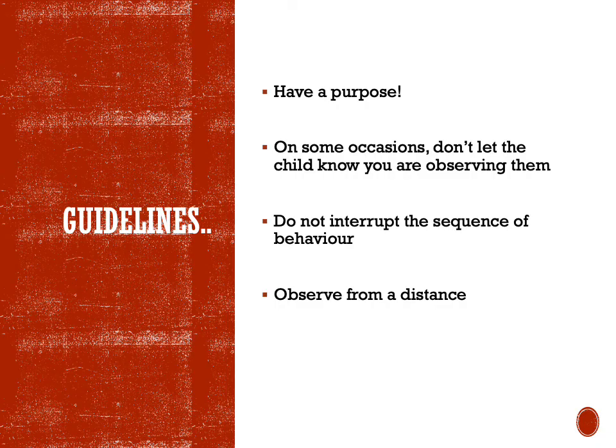So our guidelines: have a clear purpose for what you are doing with your observations. Where possible, you want to make sure the children don't know you're observing them, because that way you're able to see what they naturally do. You don't want to interrupt that sequence of behaviour. And if you want to observe things like their interactions with others, you've got to observe from a distance. You'll be picking up all of the non-verbals, watching what they're doing, listening, but you're not actually involved in it. So they're your clear guidelines for that one.